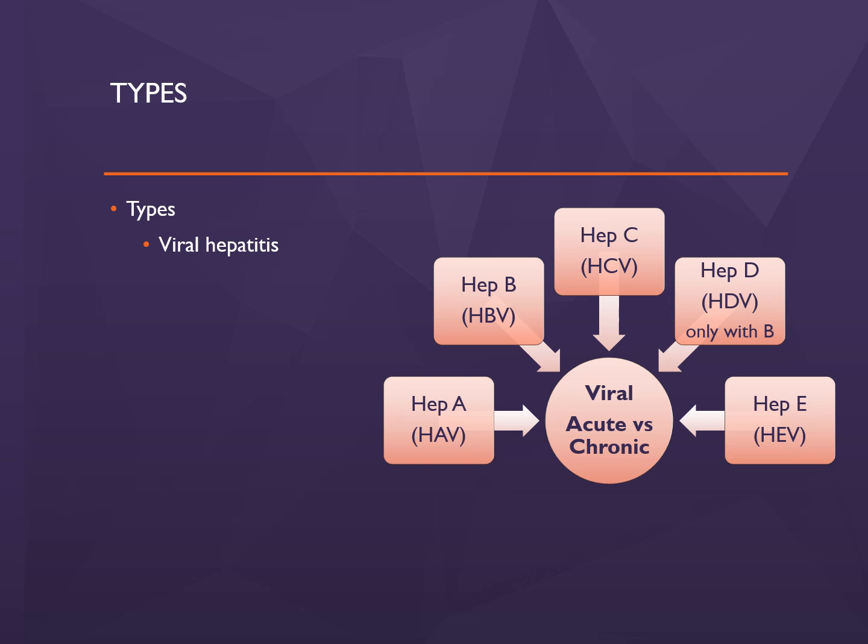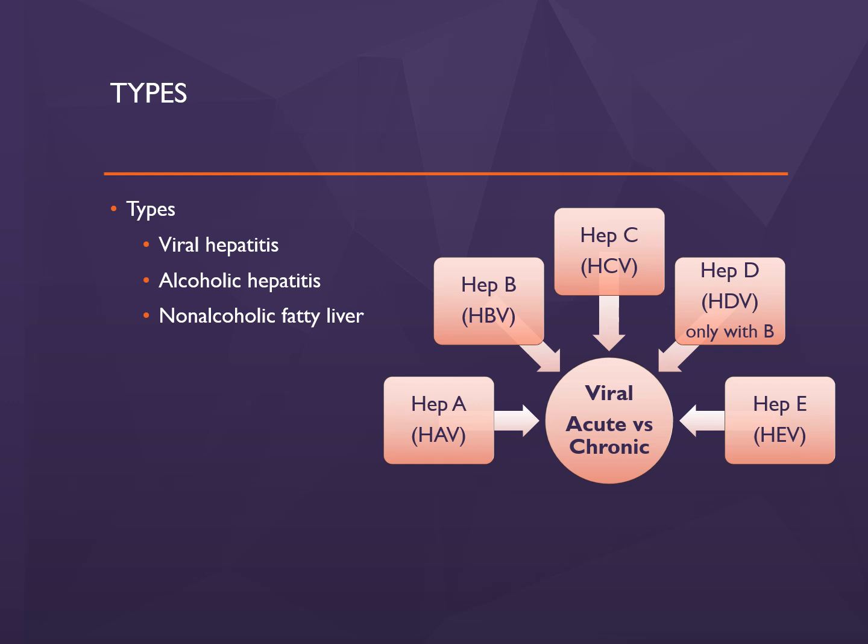But it's important for you to know that there are 5 different viruses. We label them with the letters A, B, C, D, and E. It's also important to know, when you're thinking viral hepatitis, that just because someone is exposed, they can have either acute or chronic disease. So not only do you want to know which virus is impacting the liver, you want to know if it is acute or chronic.